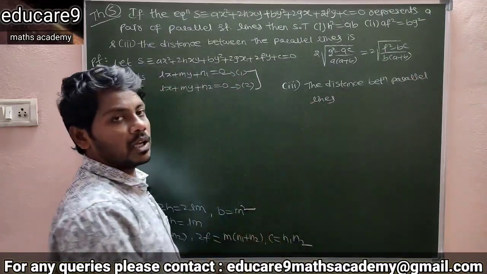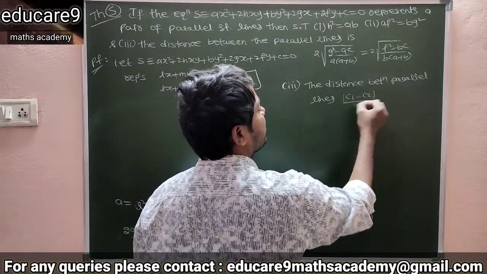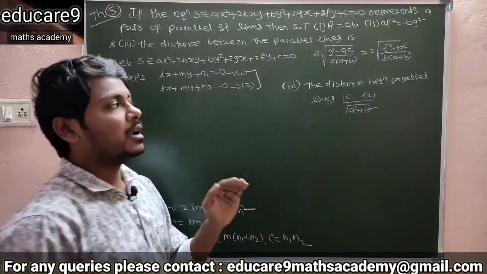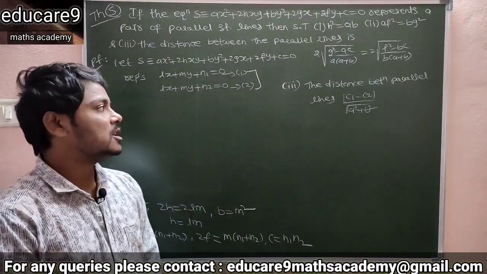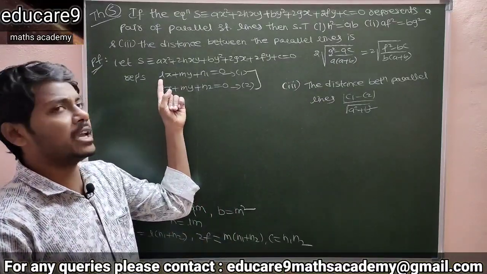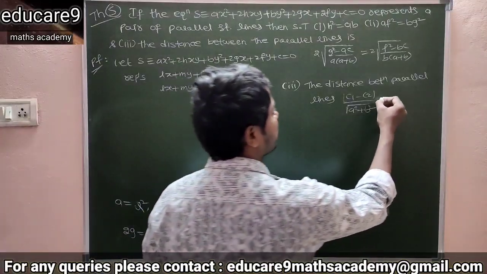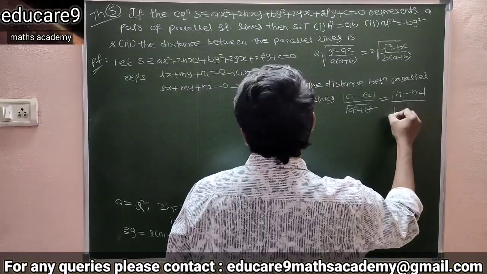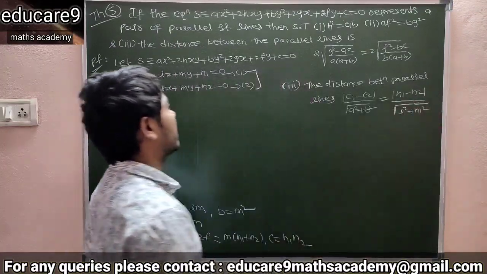So what is that formula? Clearly, it is modulus of c1 minus c2 by square root of a square plus b square, when the lines are ax plus by plus c1 and ax plus by plus c2. But here, in place of a it is l, in place of b it is m, in place of c it is n1. So this is modulus of n1 minus n2 by square root of l square plus m square.